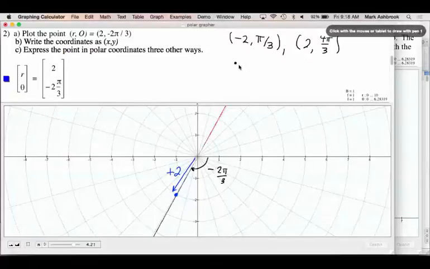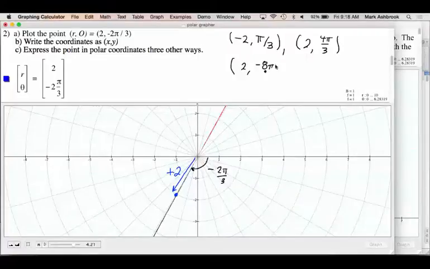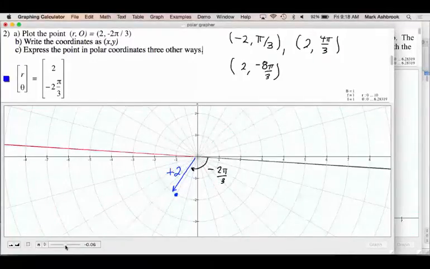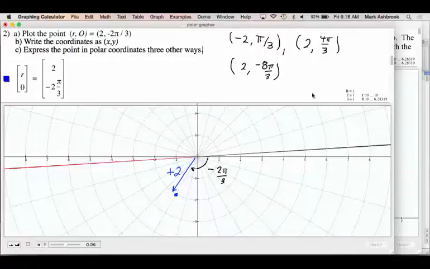Who's got another one? 2 and negative 8 pi over 3. Let's try it out. So what is 8 pi over 3? That's 6 pi over 3, that's 2 pi. Basically, that's negative 2 pi and another negative 2 pi over 3. Is that right? So 8 pi over 3 is this. We go around the circle once clockwise, and then we go another 2 pi over 3. Again, that takes us on that same line, pointing down in the 3rd quadrant. We go positive 2. So that works.